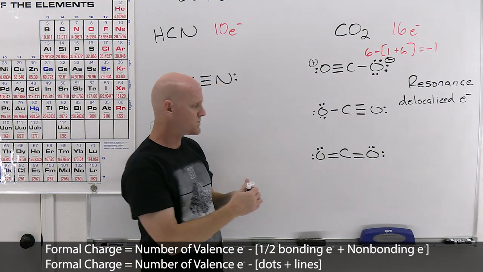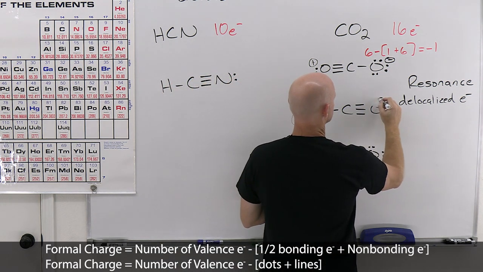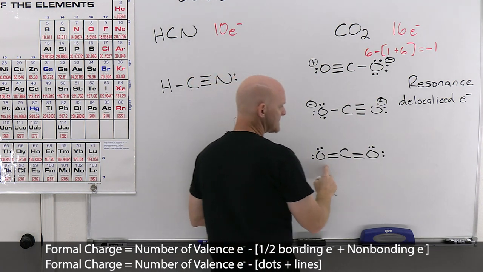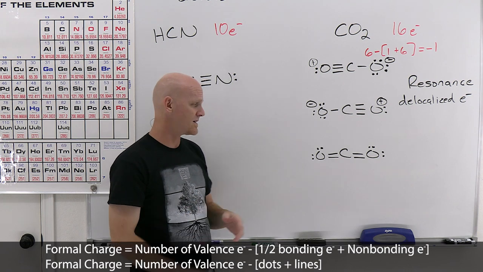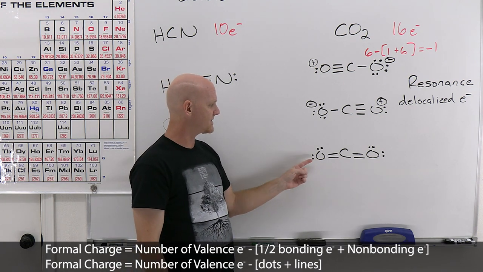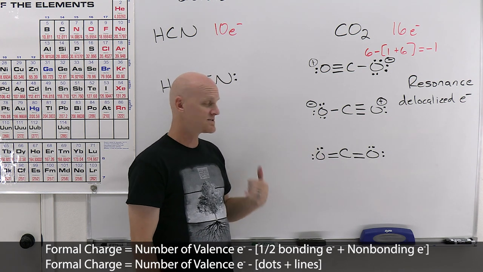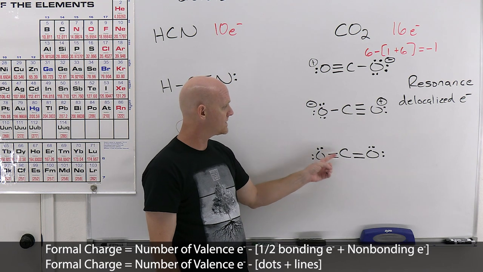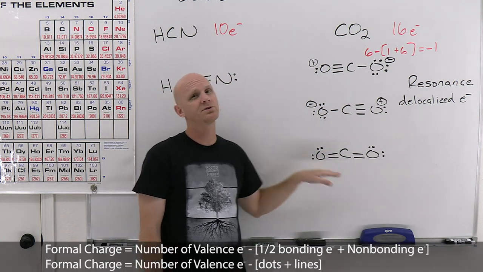Had we looked at it for this one, we'd have found out it had been the oxygen on the left that was minus, and the one on the right was plus, and the carbon in the middle still no formal charge. But what we'll find on this last structure is that there are no formal charges. They're all zeros all the way across. So here for oxygen, 6 minus 1, 2, 3, 4, 5, 6. So 4 dots, 2 lines. 6 minus 6 is 0. Same thing for the oxygen on the right. And for the carbon in the middle, 4 minus 1, 2, 3, 4 lines is 0. And there's no formal charges.